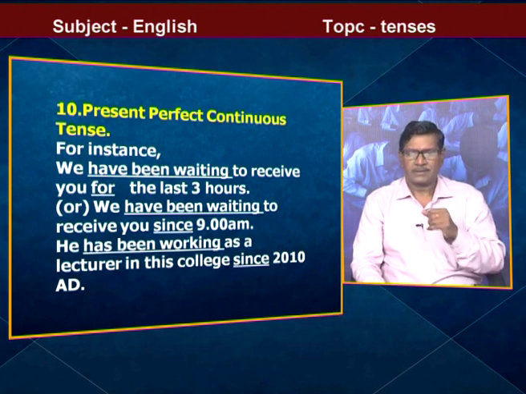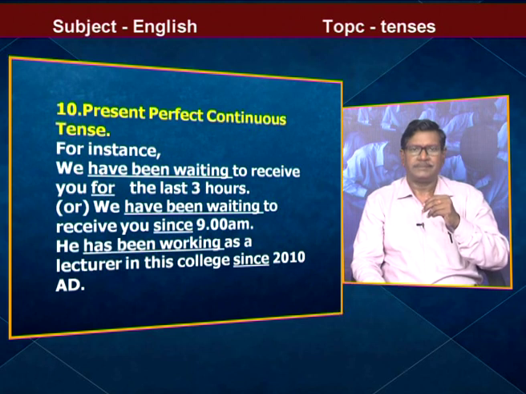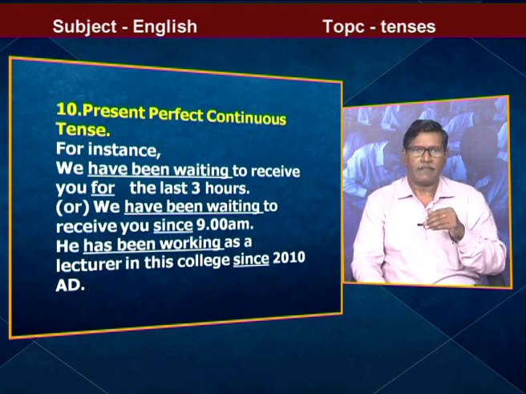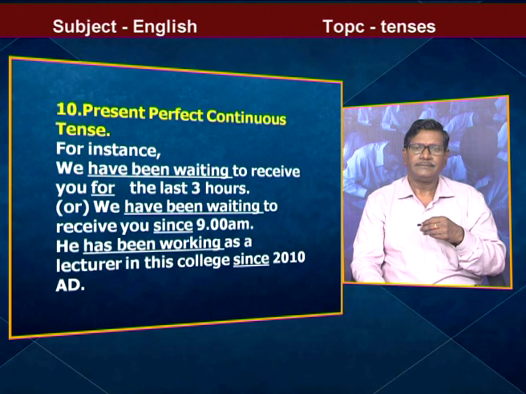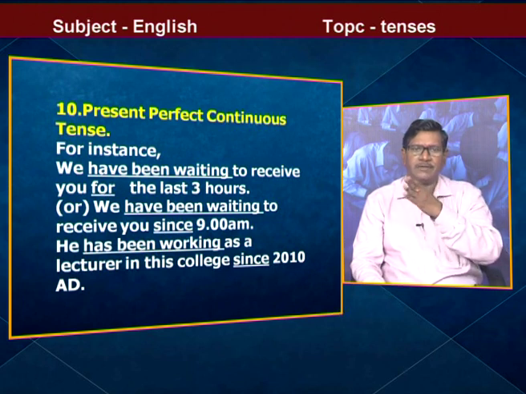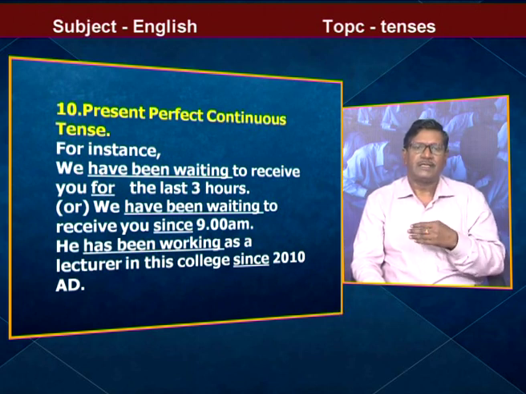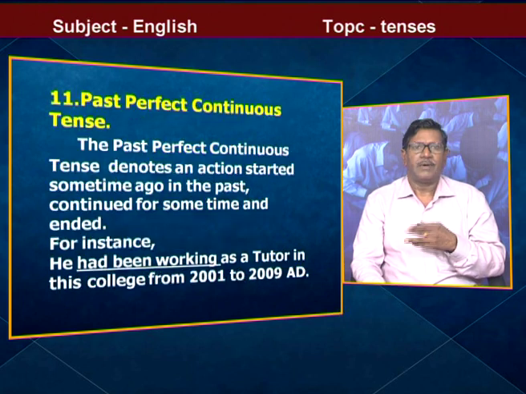Then we have to use for. Point of time 9 AM. Then we have to use since. We have been waiting to receive you for the last 3 hours, or we have been waiting to receive you since 9 AM. He has been working as a lecturer in this college since 2010 AD. Since 2010 నుంచి పనిచేస్తున్నాడు. That means for the last 7 years. He has been working as a lecturer in this college for the last 7 years. Past perfect continuous.